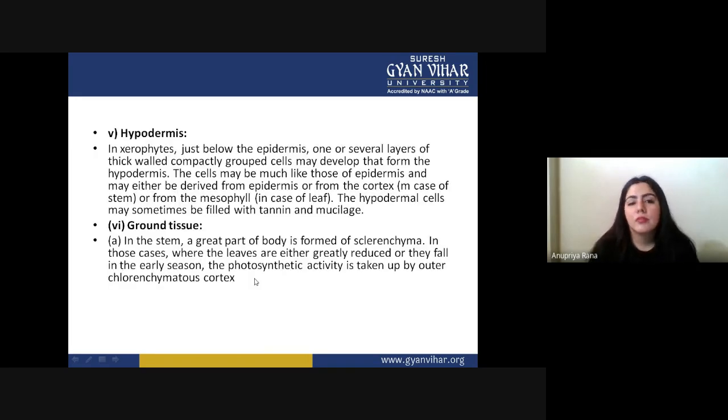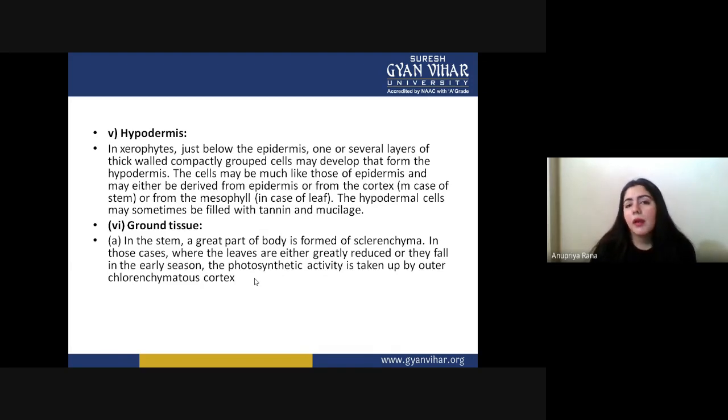Now the hypodermis. The hypodermis is also present just after the epidermis. The hypodermis can be several layers thick like the epidermis, and sometimes the cells are filled with tannin and mucilage. Basically, what they are doing is reducing the rate of transpiration. Ground tissue in this stem has a very great part of the body formed of sclerenchyma. Ground tissue is most of the time normal in a plant.